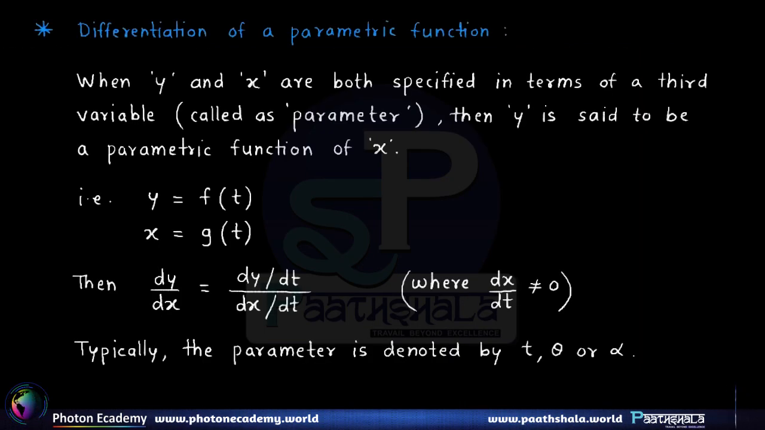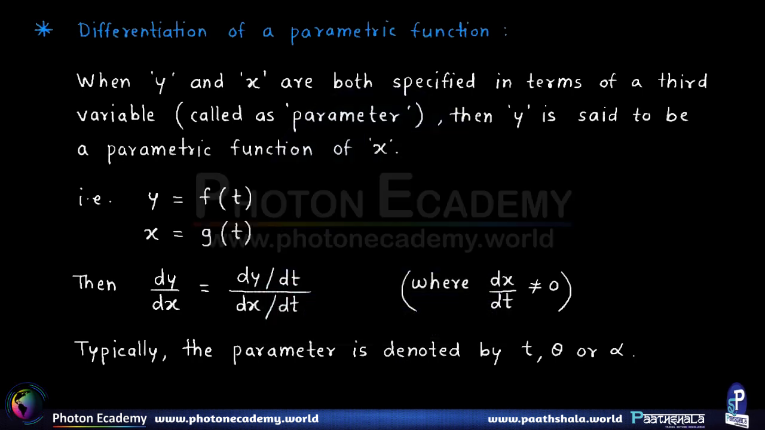Now let us see differentiation of a parametric function. Alright. Let's understand what is the meaning of parametric function. Now when y and x are both specified in terms of a third variable called a parameter, then y is said to be a parametric function of x.